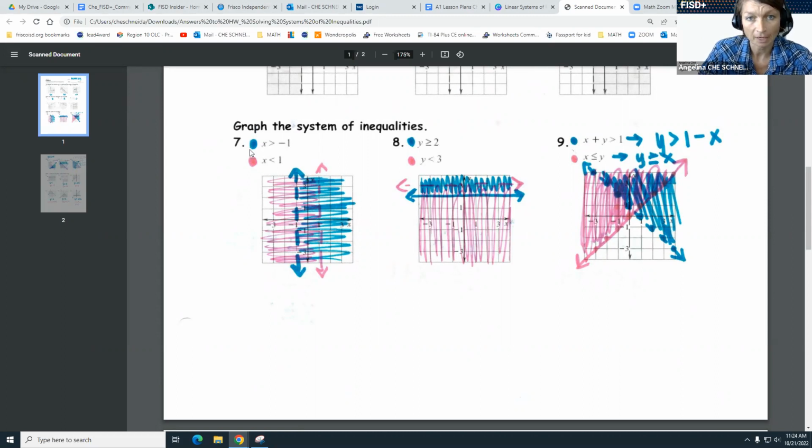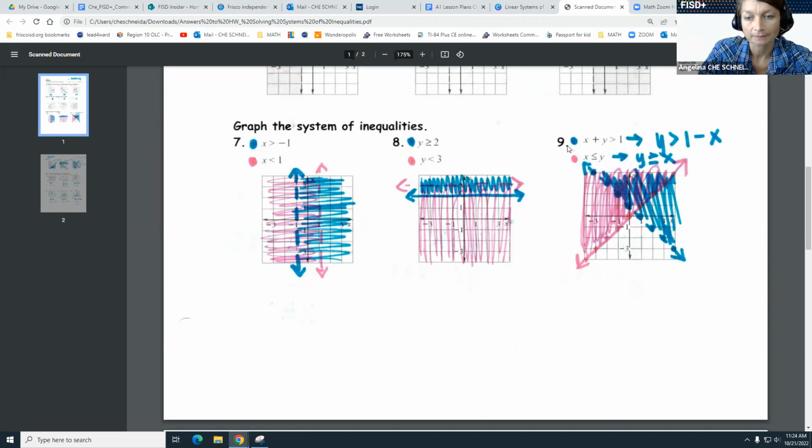Remember, vertical lines have an undefined slope. They don't ask for it here, but you always want to make that connection. On number 8, both of your lines will be horizontal. Horizontal means they have a slope of 0. Again, they don't ask for it, but you have to make that connection.